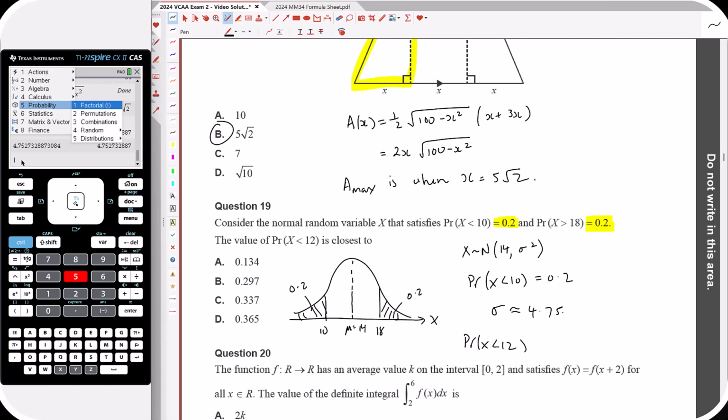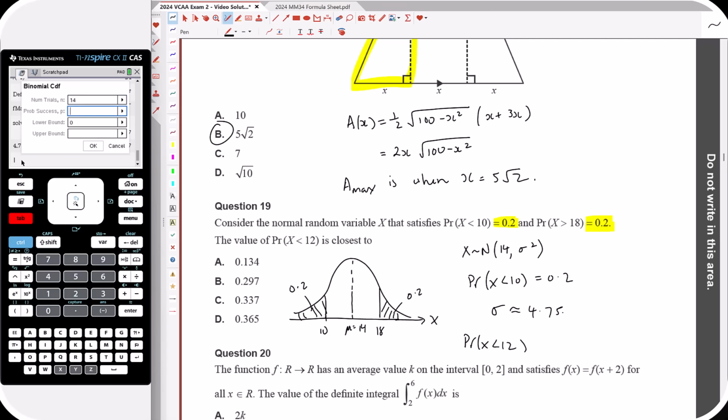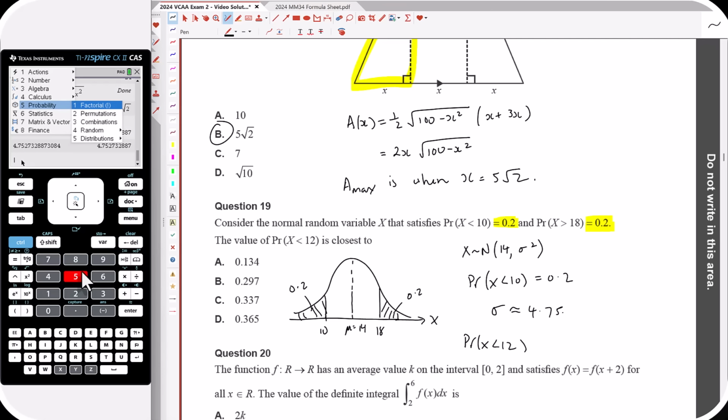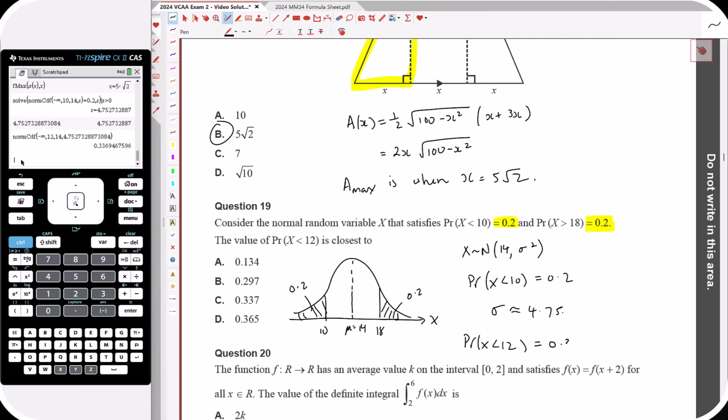All right, so now it's just a straight binomial probability calculation. So menu 5B. Number of trials is 14. Probability of success. Sorry, it's not binomial, it's normal. Let's try that again. Menu 5, 5, 2, norm CDF. So lower bound negative infinity, upper bound is 12. Mean we know is 14, and we've just calculated standard deviation. So let's place that here. And so this is equal to 0.3369. So option C.